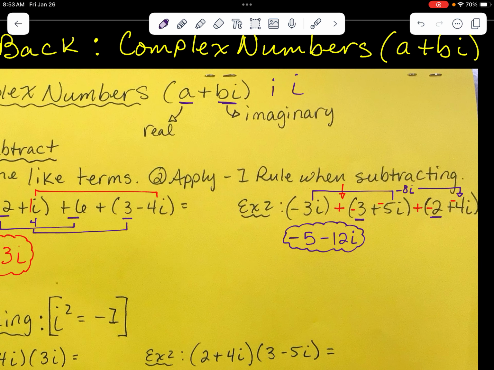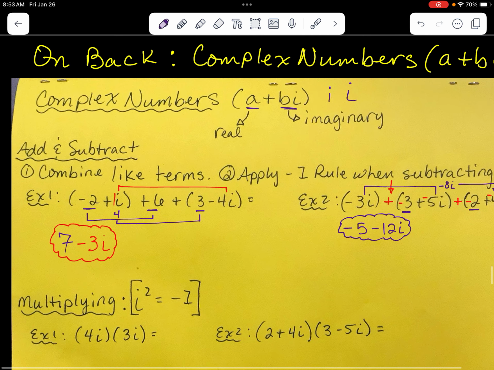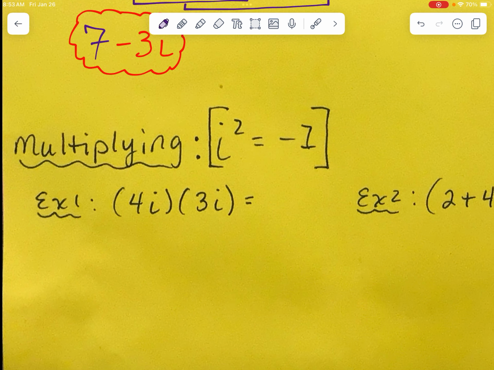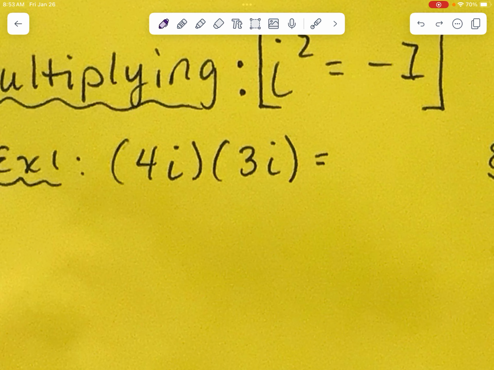All right, let's look down here at multiplying. Multiplying has a special rule here also. And if you look in brackets, it says if you get an i squared, we're going to substitute a -1 for i squared. Let's multiply. So let's look at example 1. We multiply them just like we would with variables. So we multiply the numbers, we add the exponents with the variables here. 4 times 3 is 12.